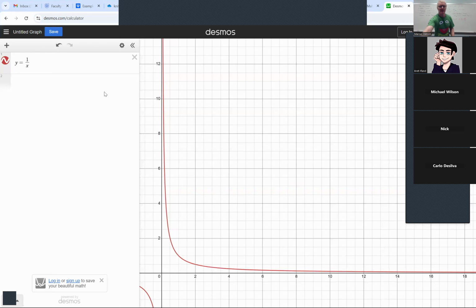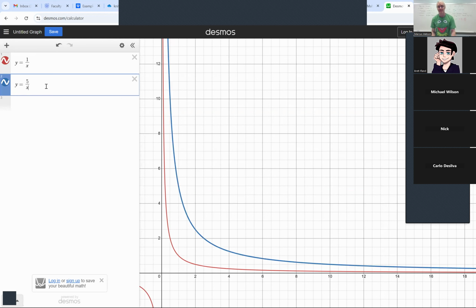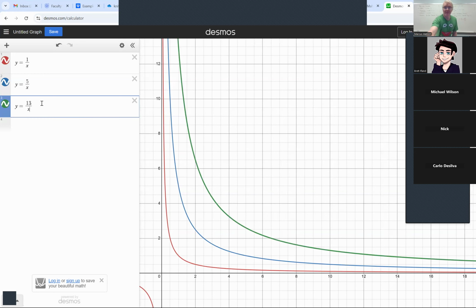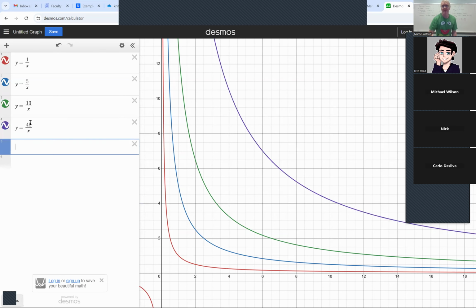So what I can do is go here and ask, what if I had a higher numerator? What if my nRT wasn't just 1, like I have in this one? What if nRT was like 5? So then I do 5 divided by x, and what would that look like? It would look like that one. What if I did y equals 13 divided by x? Well, it looks like that one. And y equals 42 divided by x, and it looks like that one.